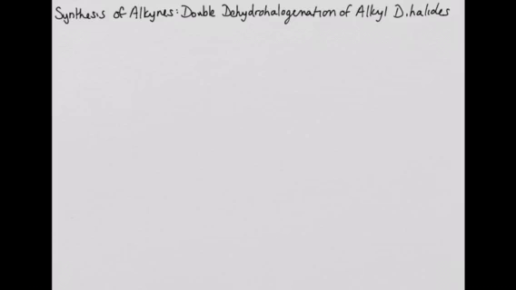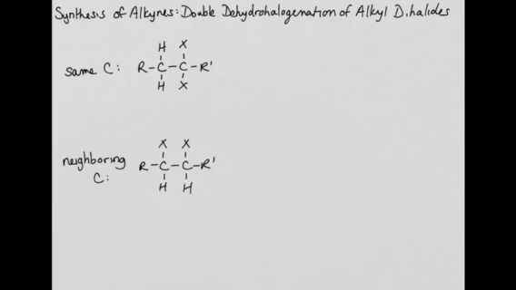The topic of this lecture will be the double dehydrohalogenation of alkyl dihalides to synthesize alkynes. Alkyl dihalides are alkanes that contain two halide substituents, either on the same carbon or on neighboring carbons. Both of these types of alkyl dihalides will undergo elimination with base and heat to form the alkyne.